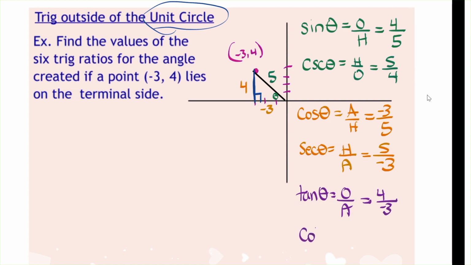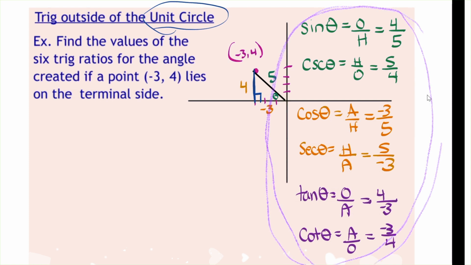Lastly, the reciprocal of the tangent function is cotangent. So that is a over o. All I have to do is flip that thing over. So here are all of my answers, all of the trig ratios that are made up if I am at (-3, 4) on my coordinate plane.